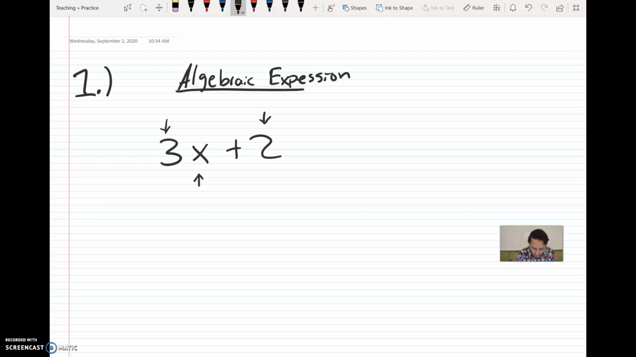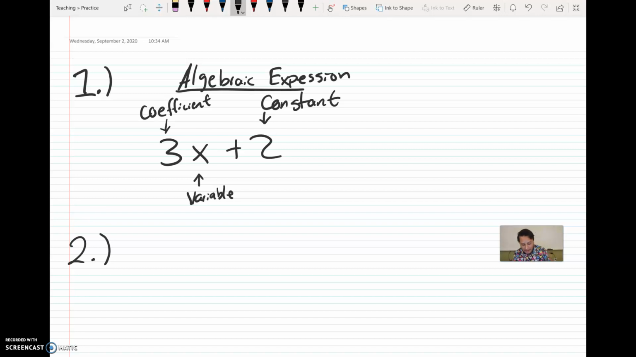For the arrow pointing to this 3, we call this the coefficient. That will always be the number in front of the variable, so that means that the arrow pointing to the x is known as the variable. And that 2 there, we call that the constant. And that sums up question number 1, guys. Let's go ahead and move on to question number 2.